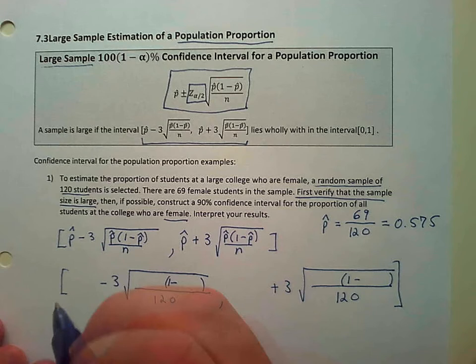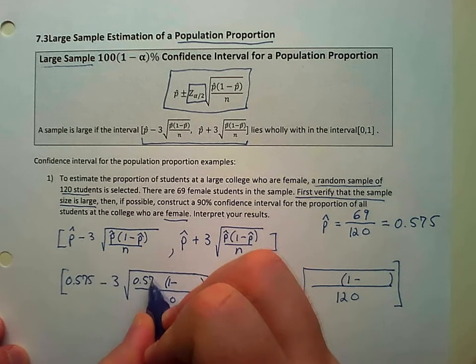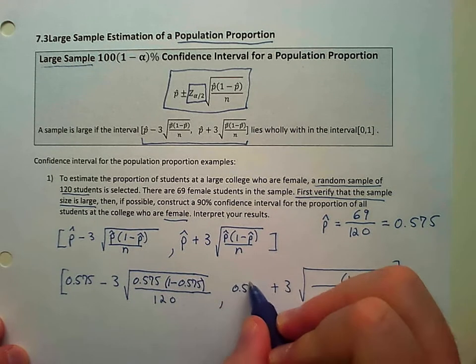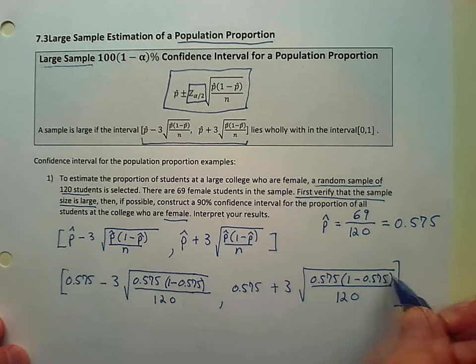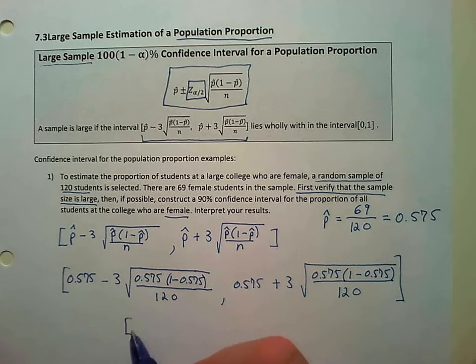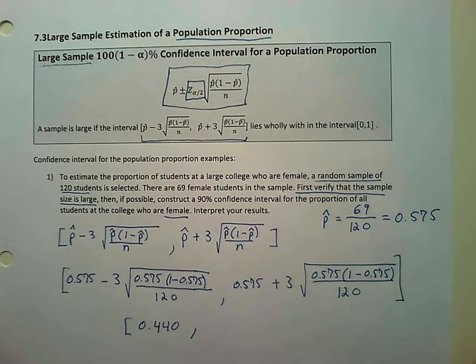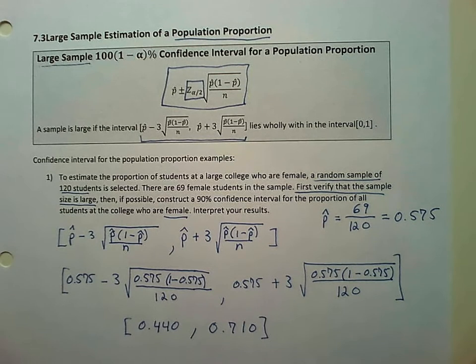Alright, so now we know that p hat is equal to 0.575. I can now plug that into these other empty spots for where p hat needs to go. And after I do that, now we're just right down to arithmetic. If you do the arithmetic on this left bound right here, or the lower bound, this is going to come out to 0.440, and on the upper bound, it comes out to 0.710.